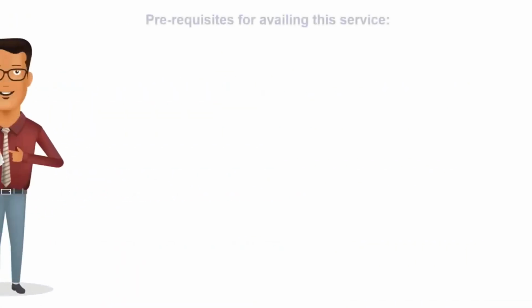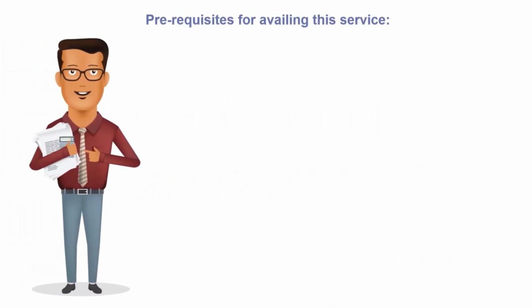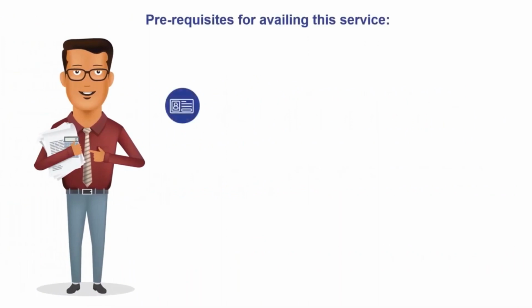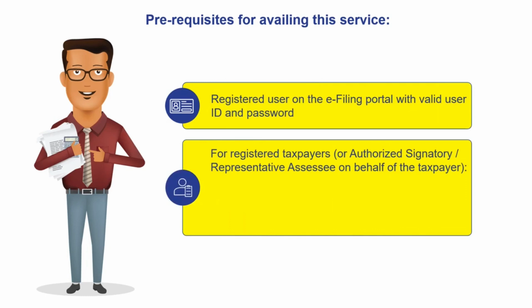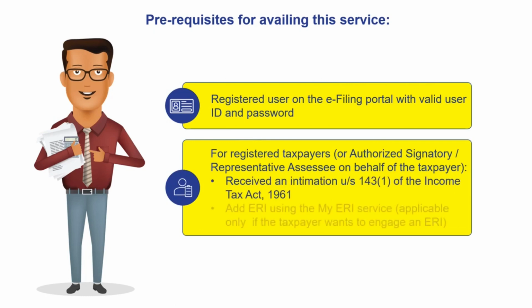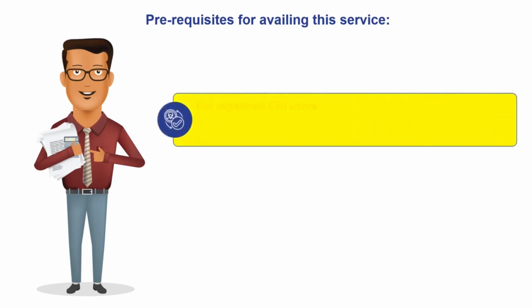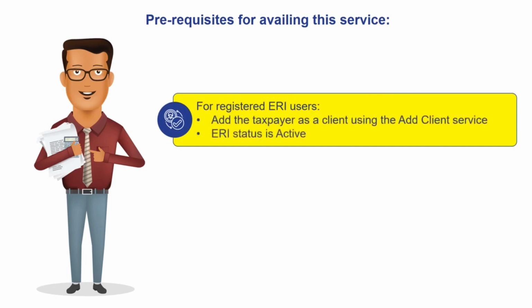Let us now look at the prerequisites of filing a rectification request for a tax credit mismatch. You should be a registered user on the e-filing portal with a valid user ID and a password. For registered taxpayers as well as for authorized signatories, representative assessees, they must have received an intimation under Section 143 subsection 1 of the Income Tax Act. In case the rectification request is filed by the ERI, the taxpayer must have been added by using the My ERI service. Similarly, the ERI needs to add the taxpayer using the Add Client service and the ERI status should be active.